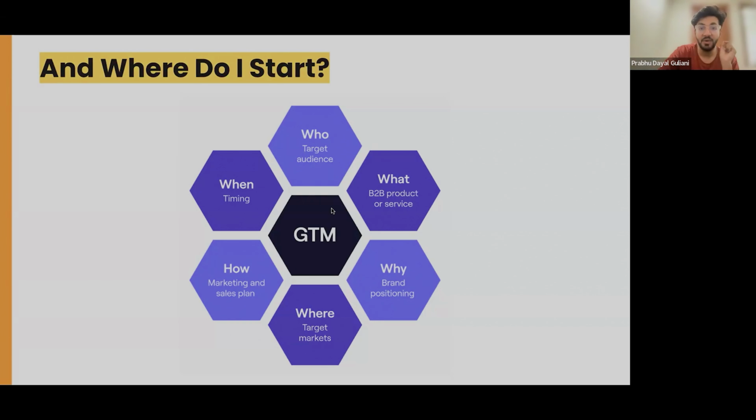Your go-to-market strategy would also fundamentally define who this customer is. Am I going after SMBs? Am I going after enterprise clients? Am I going after businesses outside of India? All of those things and so much more.